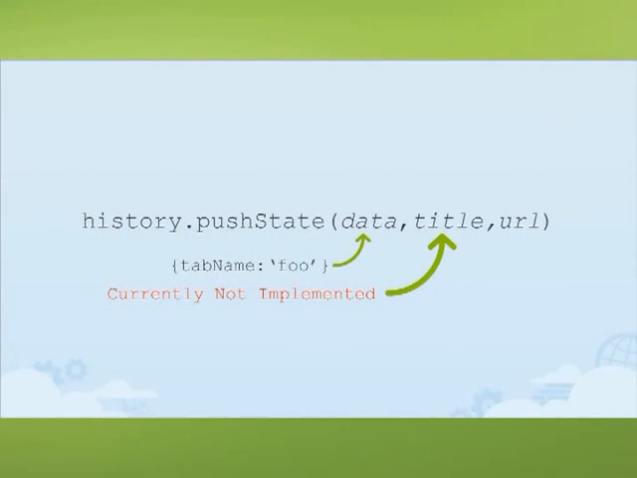Then we have this one called title. Title is part of the method, but it's not currently implemented in any browser yet. It's for future development. It's pretty obvious what it's for, the title of the page, but right now this actually doesn't do anything, at least not in Firefox, or maybe it's Chrome. Either way, I ignore this now, or sometimes I just put it in because in the future it will work.